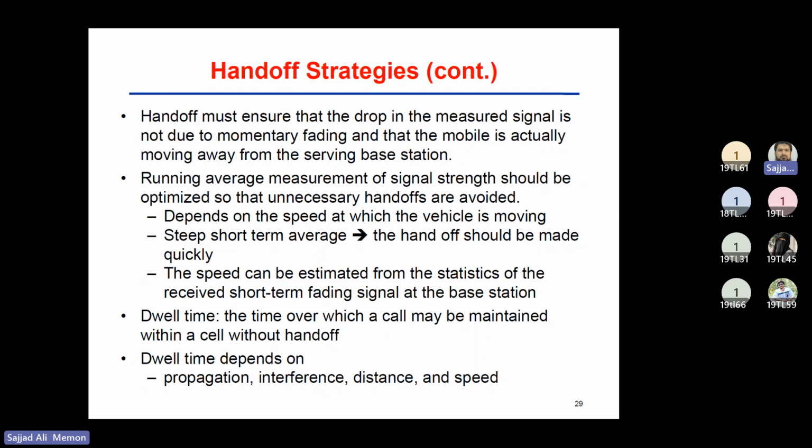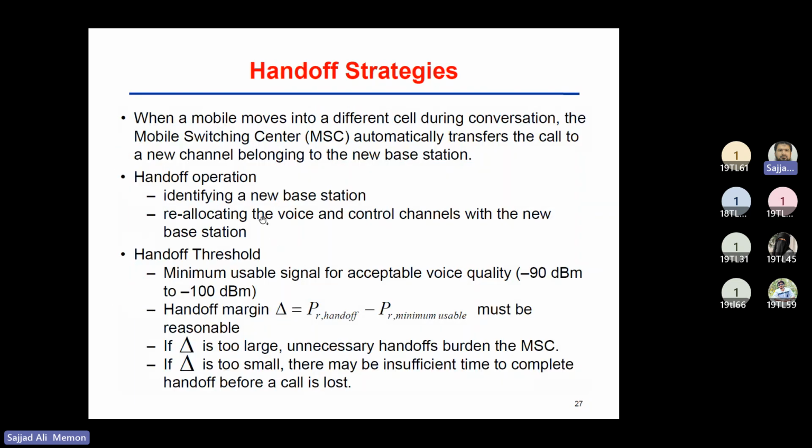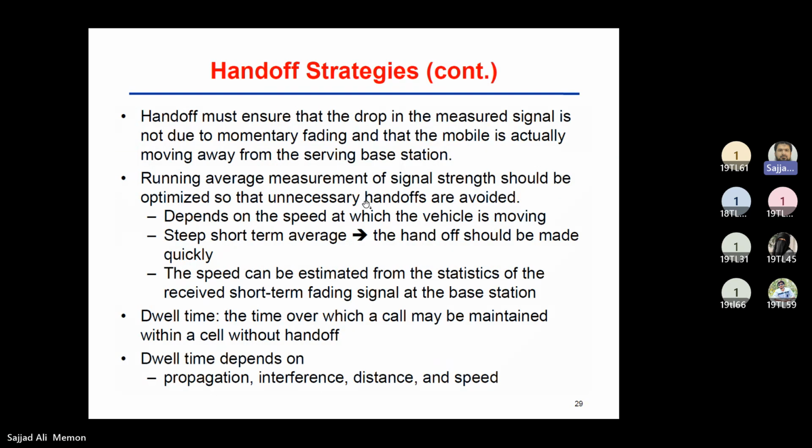So handoff must ensure that the drop in the measured signal is not due to momentary fading and that the mobile is actually moving away from the serving base station. So that was the first point. Identifying a new base station means identifying there is a need of handoff. It shouldn't be that it is just a drop or a fade in the power for just a few microseconds or milliseconds. So the handoff strategy should make sure that it is not just a fade, and that the user is certainly moving away from that base station and towards another base station.